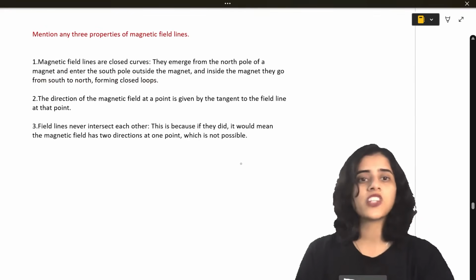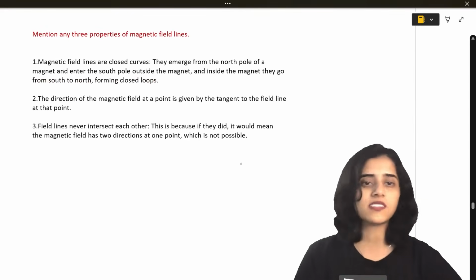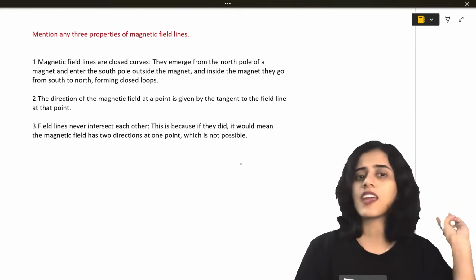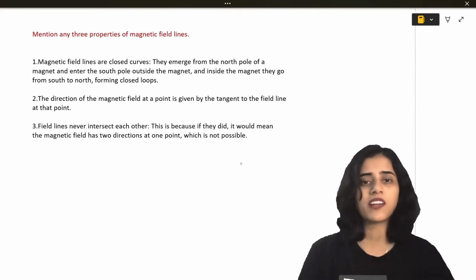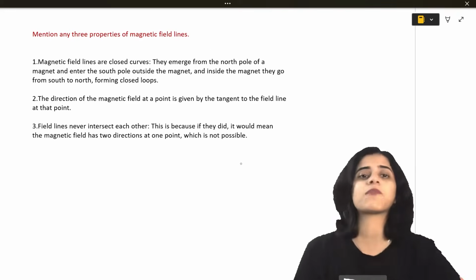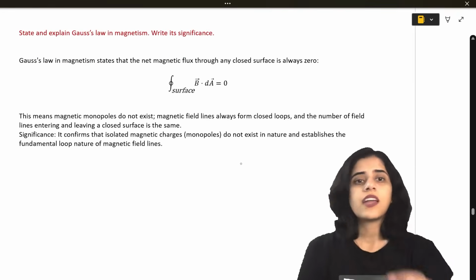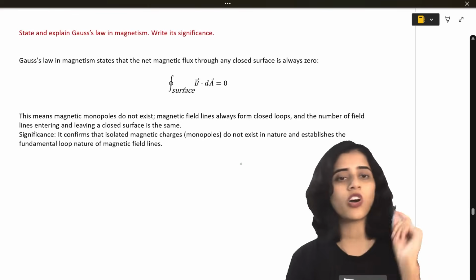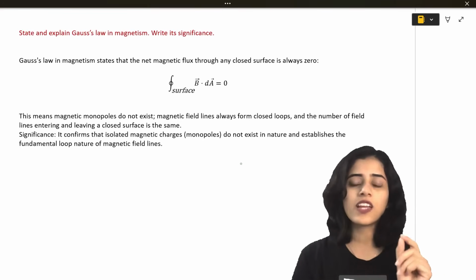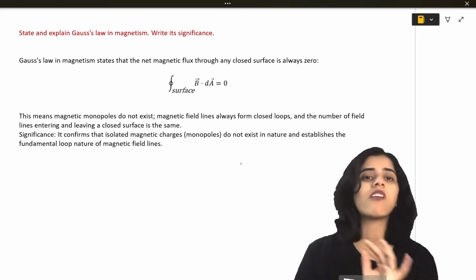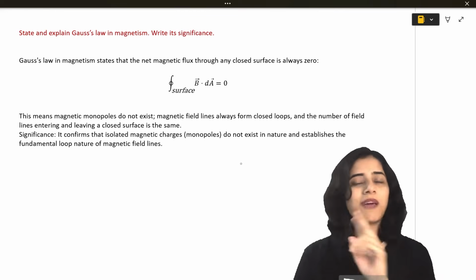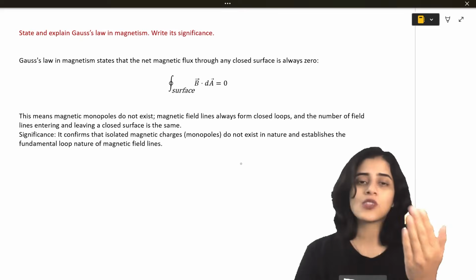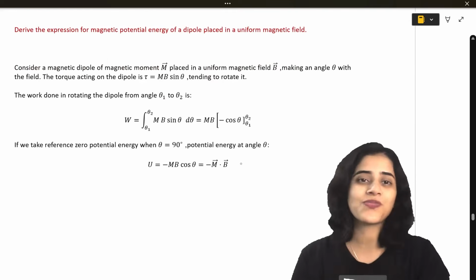Now from the next chapter, three properties of magnetic field lines. They form closed curves, they don't intersect, and if you want to find out the direction of magnetic field, you just have to draw a tangent at any point. Explain Gauss law in magnetism, write its significance. Gauss law states that the magnetic flux through any closed surface is always zero. That means magnetic monopoles can never exist. That's the significance. So integral B dot dA is zero.